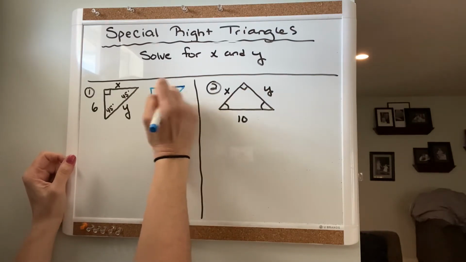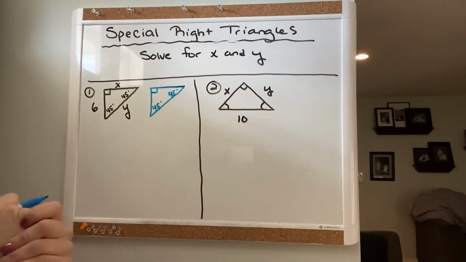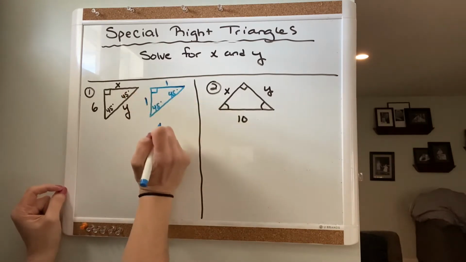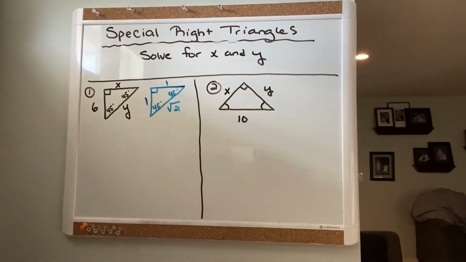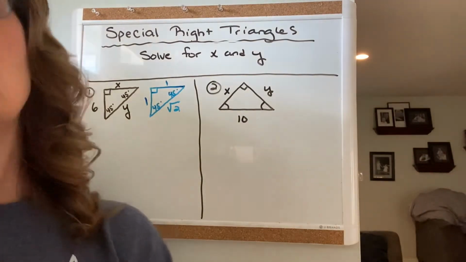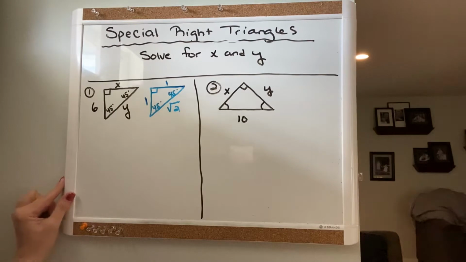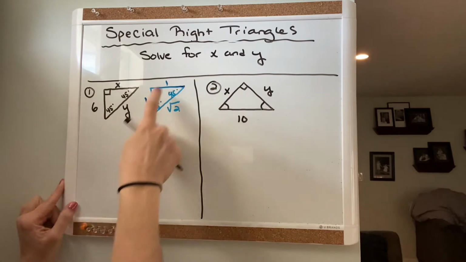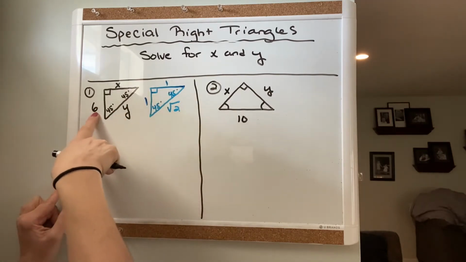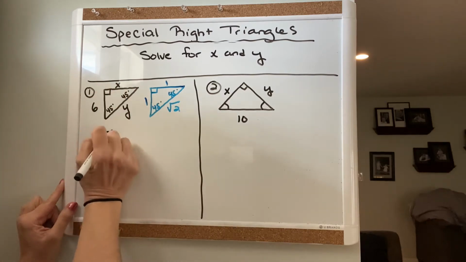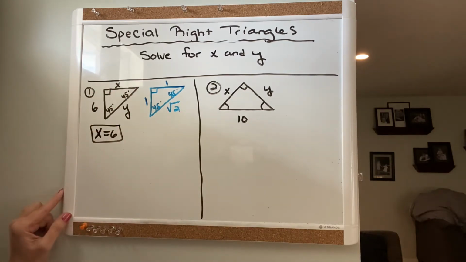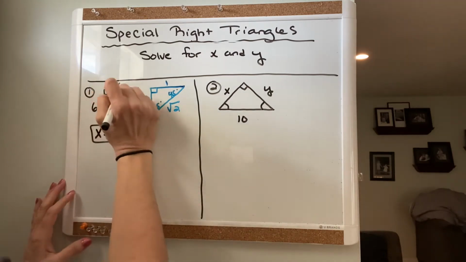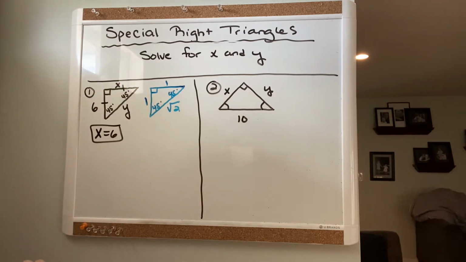45, 45, 90. But this time I want you to put those ratios that I gave you in the first video. So let the legs each have a length of 1 and the hypotenuse a length of square root of 2. We're going to set up our proportion. Actually, you don't even have to do that. If the legs are equal to each other and this leg right here is 6, doesn't x have to be 6? You don't have to show any work if you're given one of the legs. Right away, you know the other one has to have the same length.